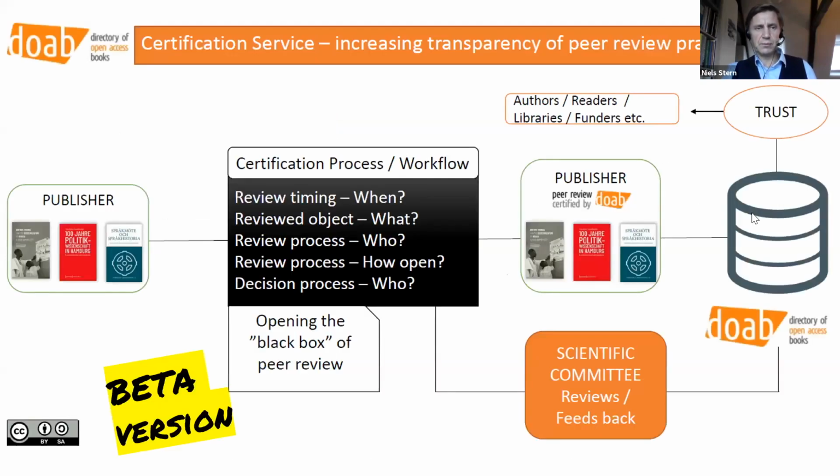So we have publishers coming in with their books, then we have a standardized set of questions which relates to the review timing, the object, the process, and so on. Then standard answers are reflected further down the line in the metadata of the books. So there's this small logo, peer-reviewed, certified by DOAB, which hyperlinks to the information which the author and the readers and so on can see.